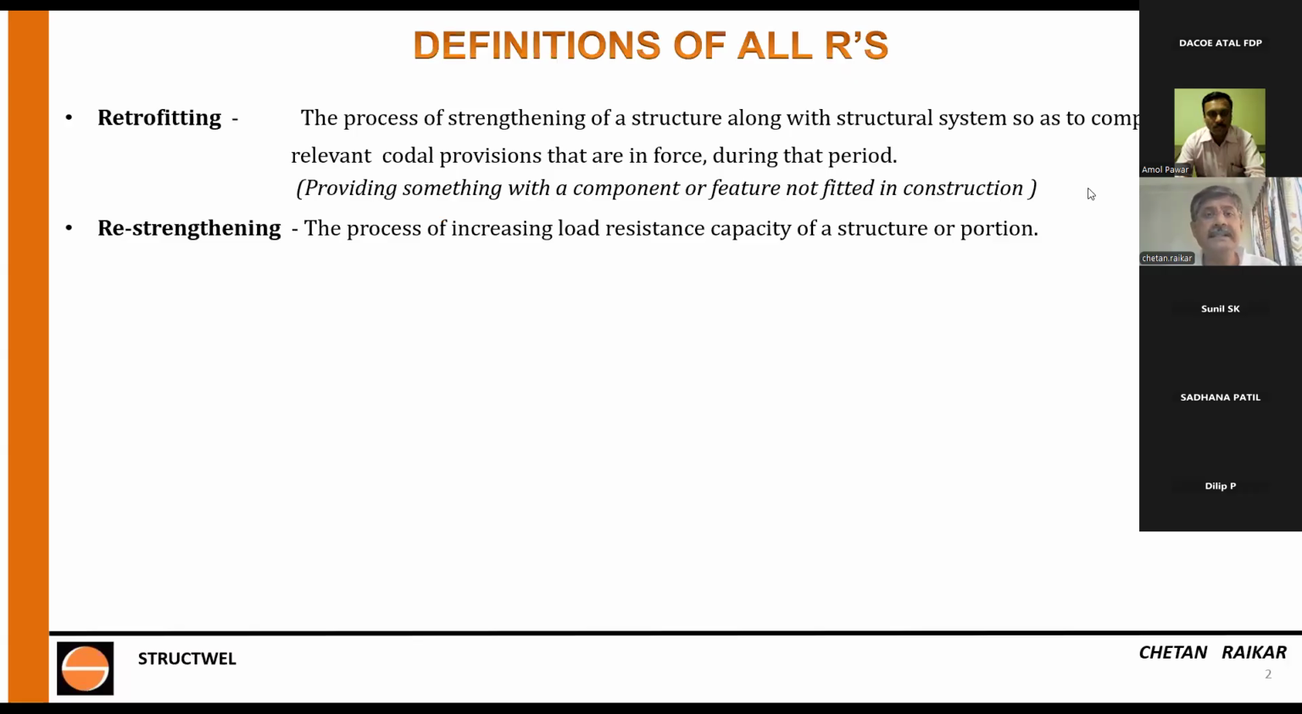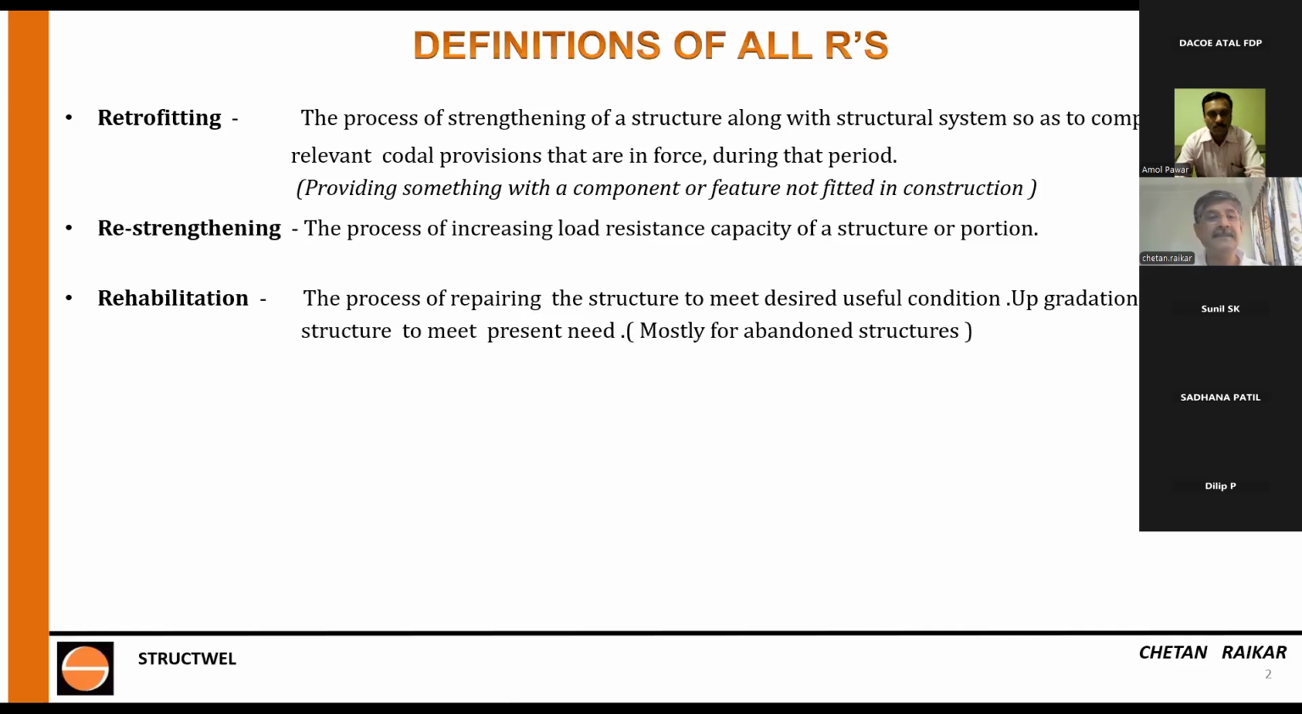Then is re-strengthening: the process of increasing the load resistance capacity of a structure or portion. Simply, if I am converting a residential building into a commercial building, and all the beams, columns and footings are safe but the slabs are unsafe, then I can only strengthen the slab, increasing the load resistance capacity or load carrying capacity. That can be called re-strengthening.